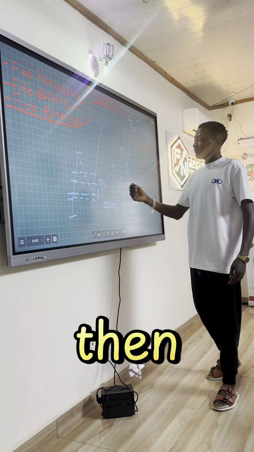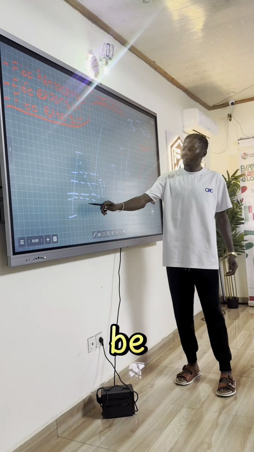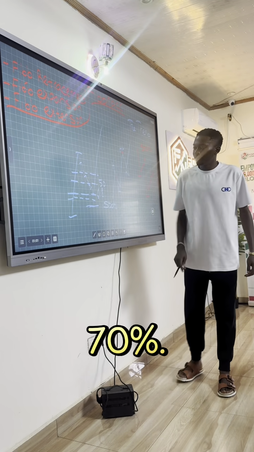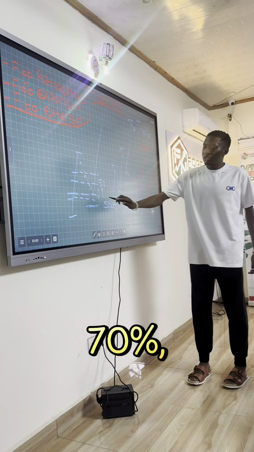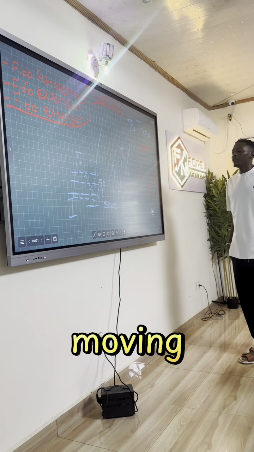So then if you are taking a trade on the 61.8, you should make sure that your stop loss will be below the 70%. So that in case it wants to get to the 70%, let it, and it won't stop you out and will start moving in your direction.